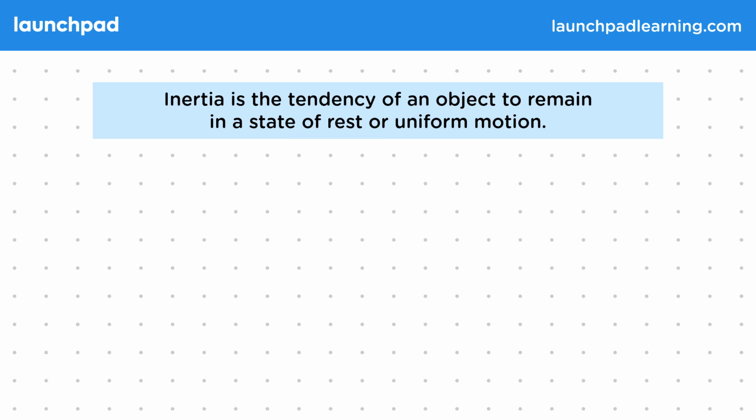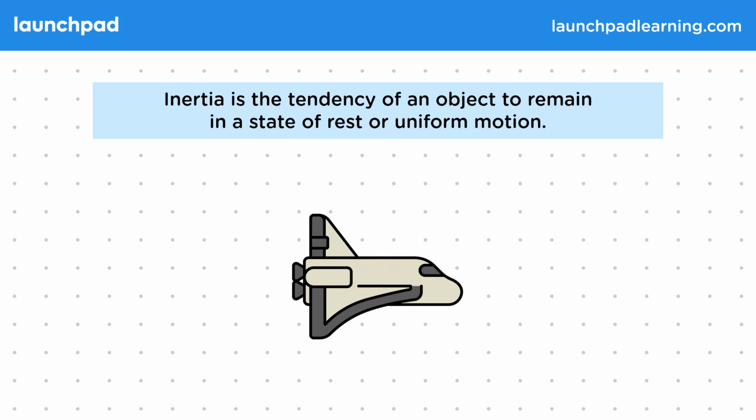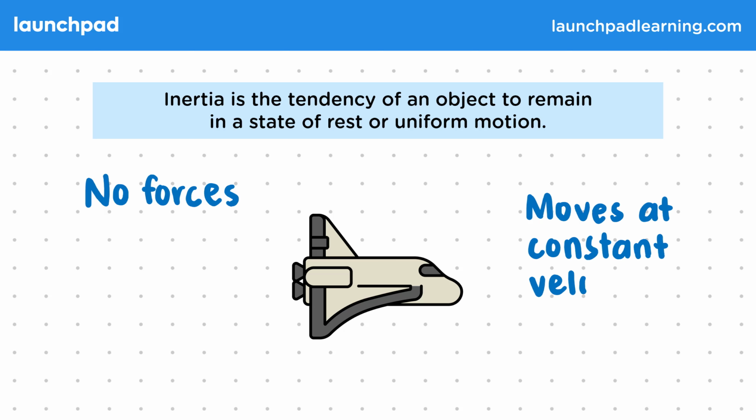Let's look at an example of inertial motion. Here we have a shuttle drifting in space. There's no gravity, no driving force, no drag. In fact, there's no forces at all. So by Newton's first law, since there's no forces, the shuttle must be moving at a constant velocity. Or in other words, it's moving with no acceleration, or it has uniform motion. This is an example of inertial motion.